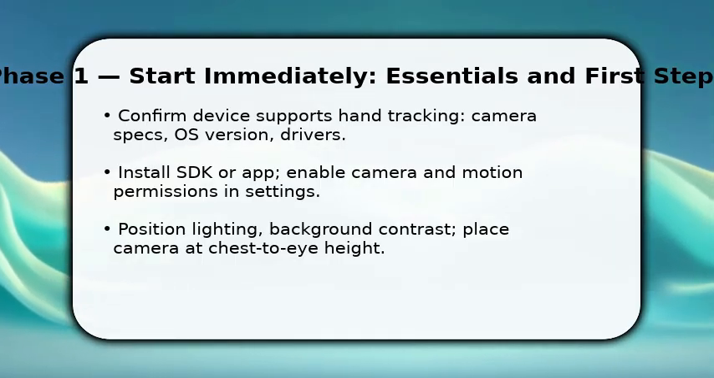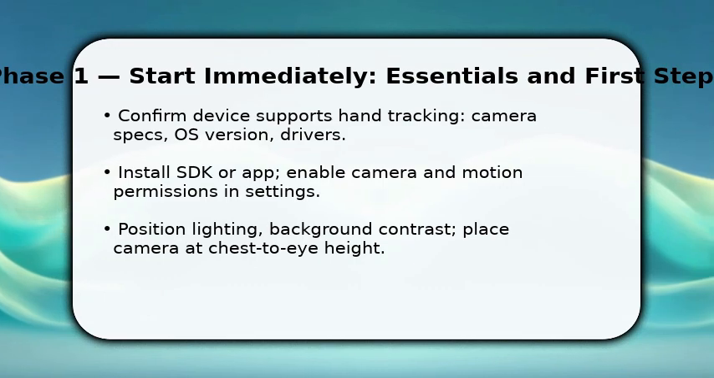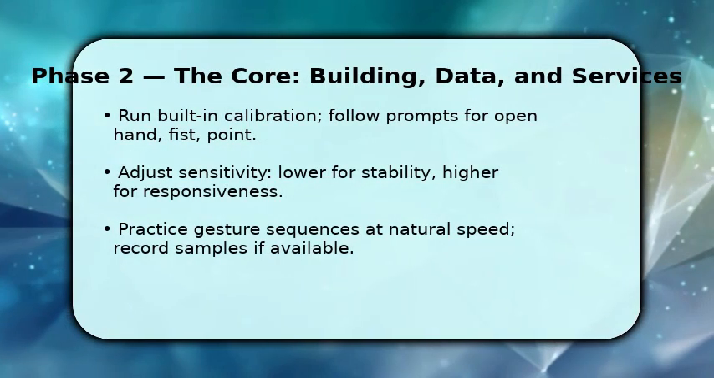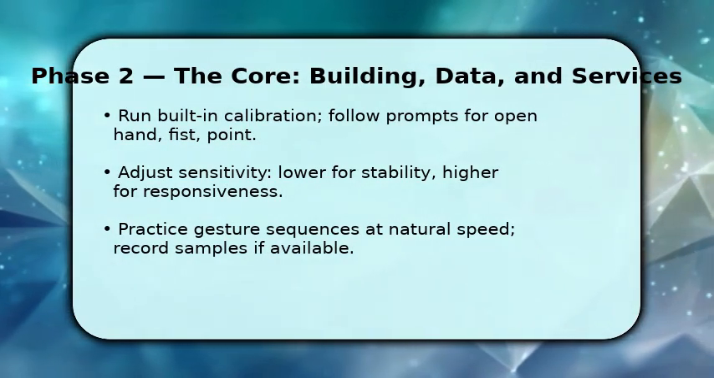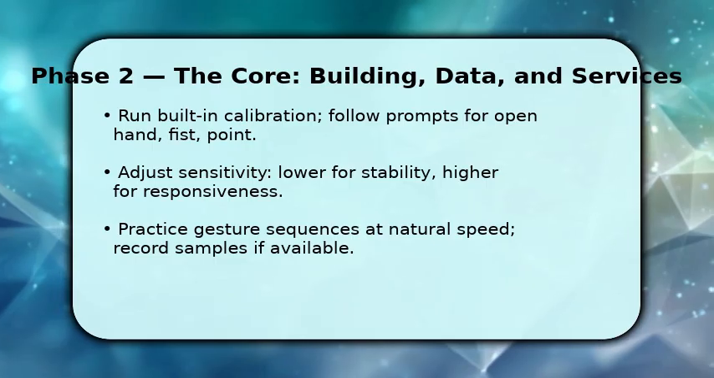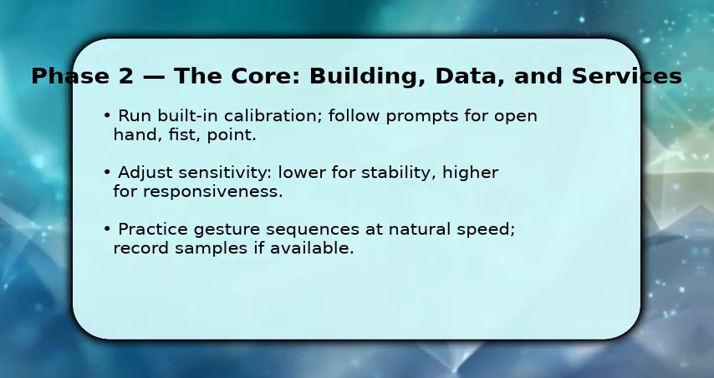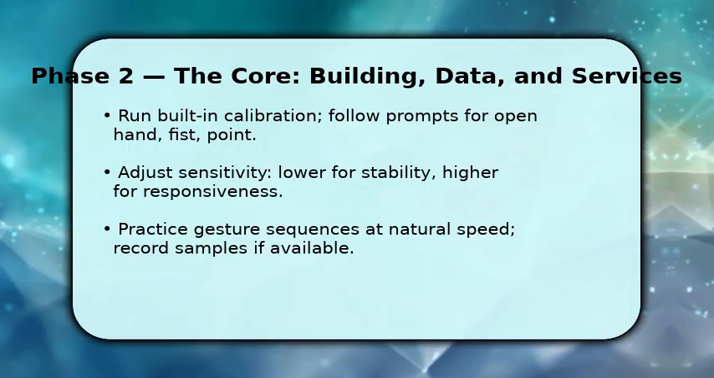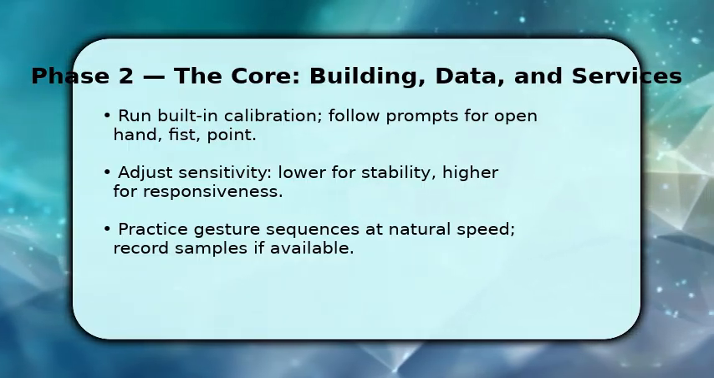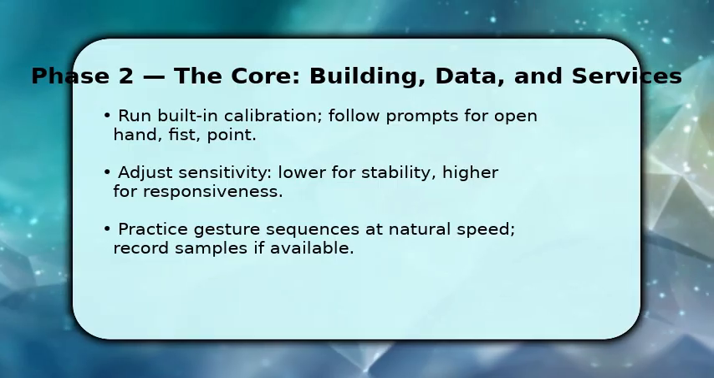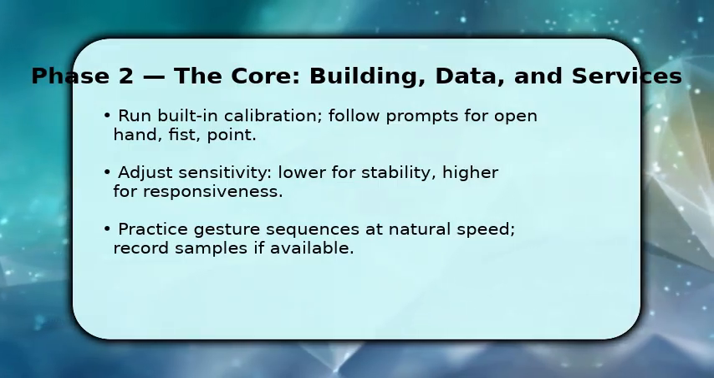Move deliberately. Initial gestures teach the system what you mean. Next, calibrate and help the model adapt to your hands. Follow prompts for open hand, fist, and pointing gestures because consistent samples improve accuracy. Then adjust sensitivity. Lower it to reduce jitter, raise it to catch quick motions, test both.